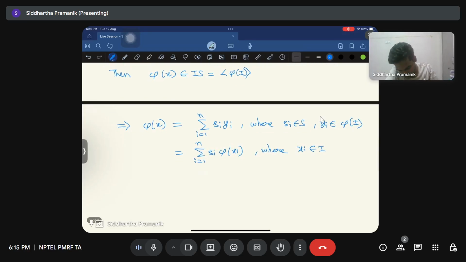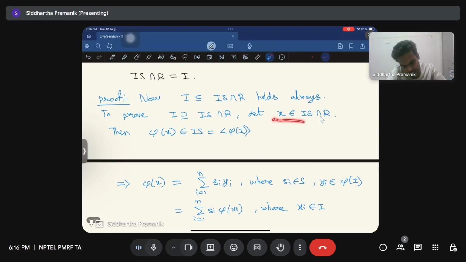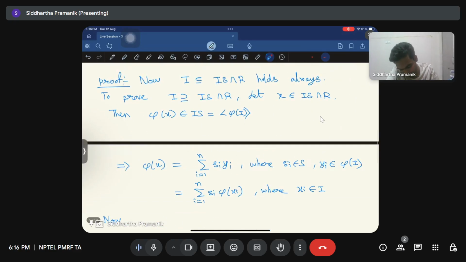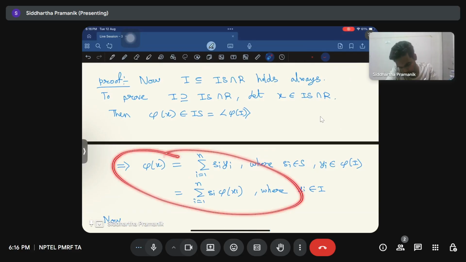So now, what do we have to prove? We have to prove that we have taken x from this intersection R. We need to prove x belongs to I itself. And what information is given? That pi compose phi is identity on R. So let's apply pi on this equation.